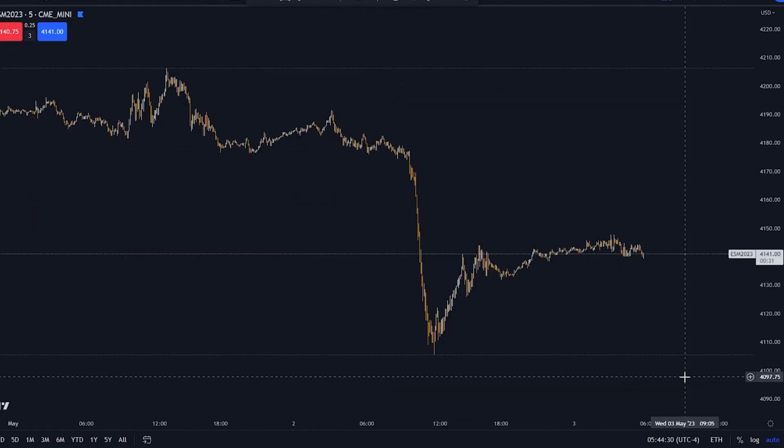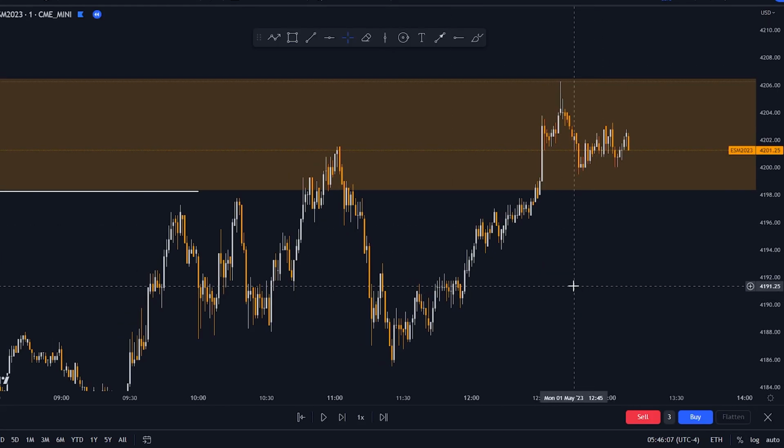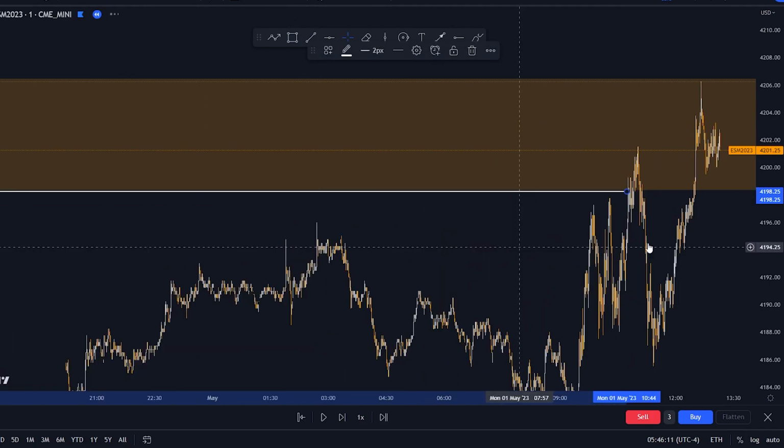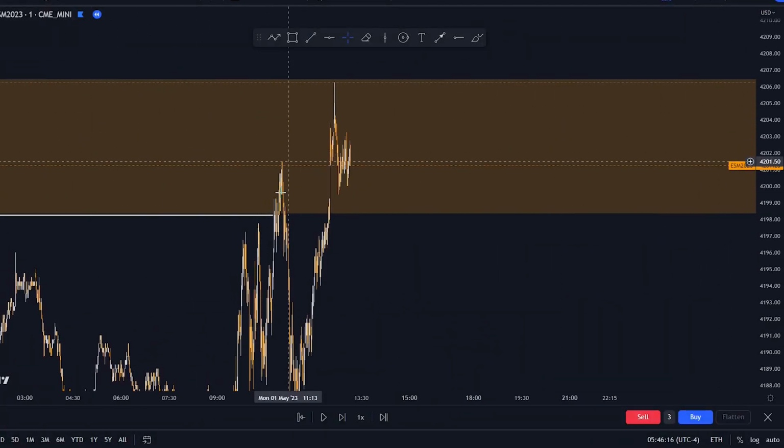So now let's look at some real examples from the market. On this example right here, we can see that we break this high right here. This line is a higher time frame high from before. So this is our point of interest.